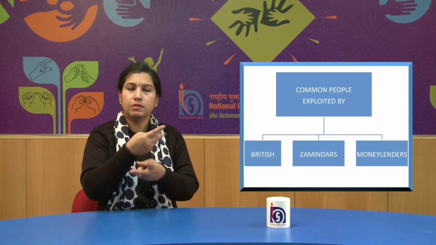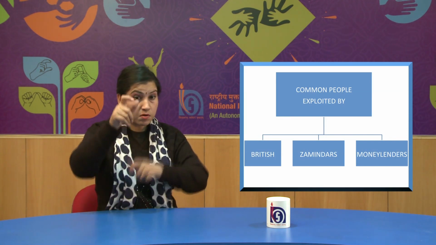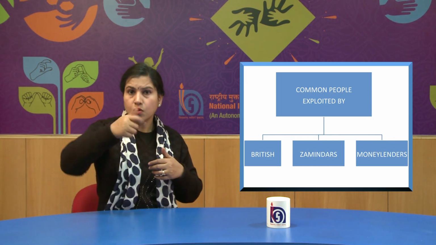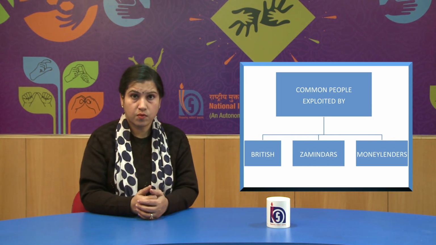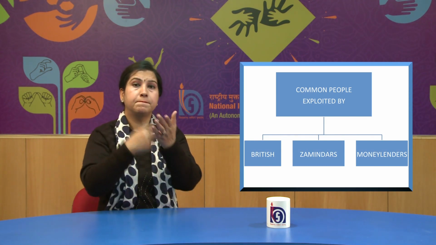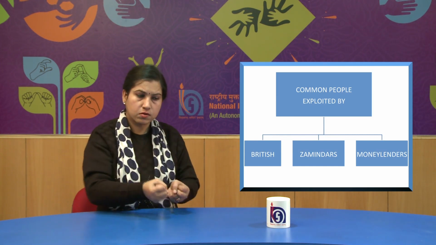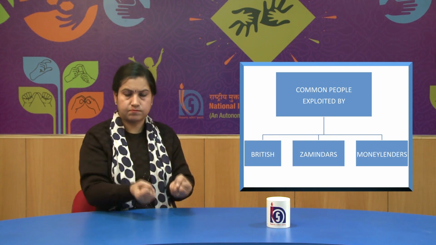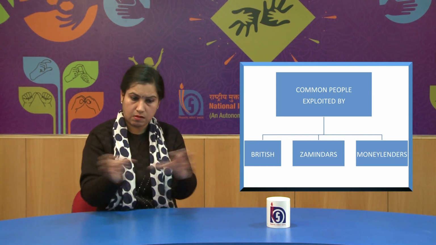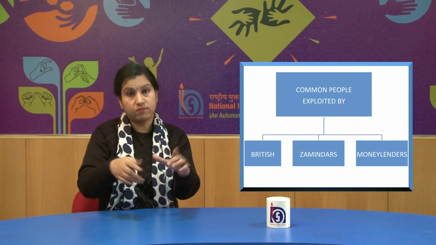Do you know who were the people who exploited the common people? They were the Britishers ruling over India, or the zamindars, and wealthy people, or the moneylenders.